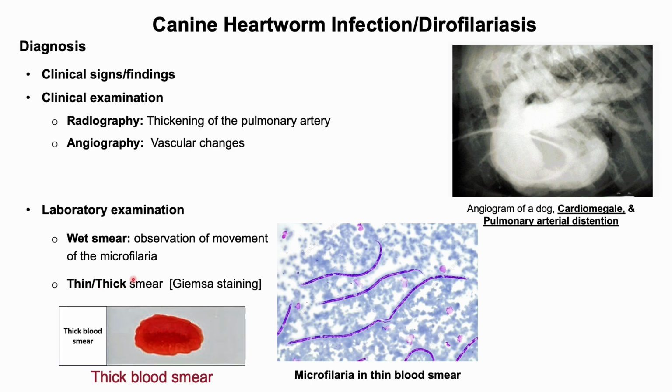A thick blood smear can also be done in case of subclinical infection or when suspecting a lower number of microfilariae in circulation. Thick blood films made from the marginal ear vein may give the best results.